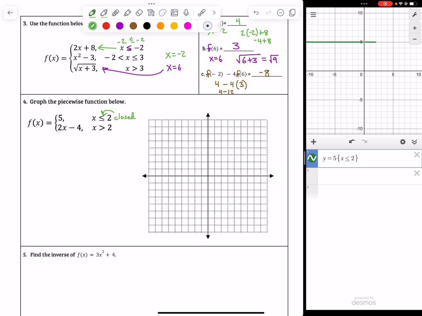So let's go to 2, 5. So 2, 1, 2, 3, 4, 5. Put a closed dot. And then it's just at 5. So you just draw a horizontal line going off to the left.